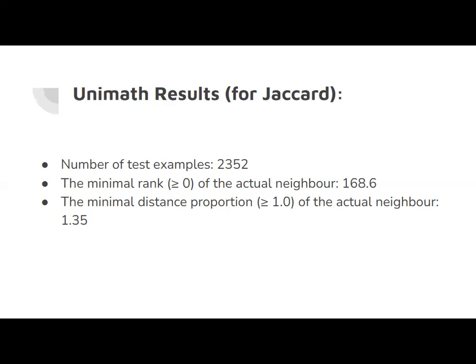And it turns out that the results are not that great, because the minimal rank of the actual neighbor on average is around 170. So it's not that bad, because among 10,000 nodes, or actually 8,000 nodes, we are in, let's say, the first percentile. Great. But if you make a recommendation, the user will never look at the first 200 recommendations.